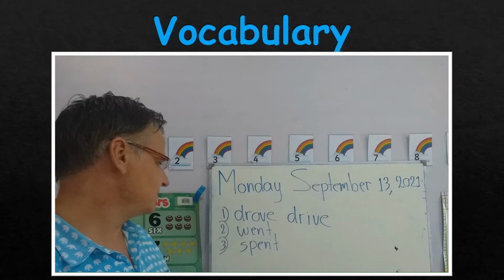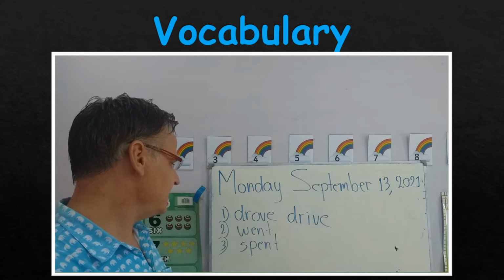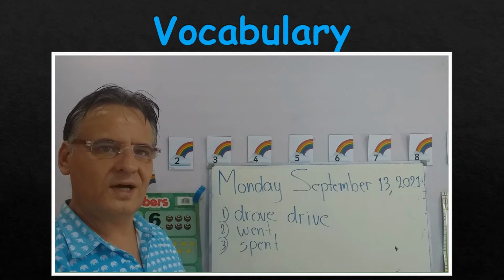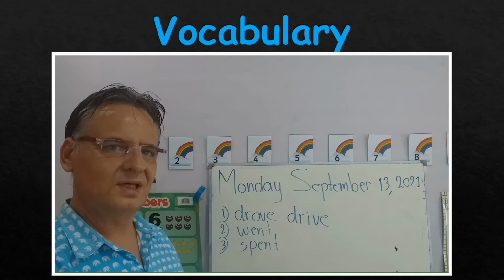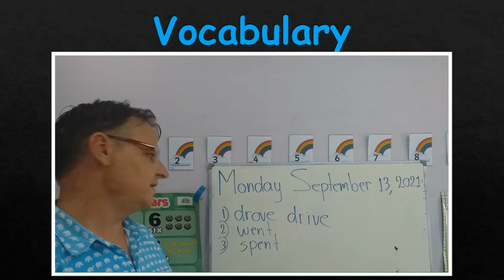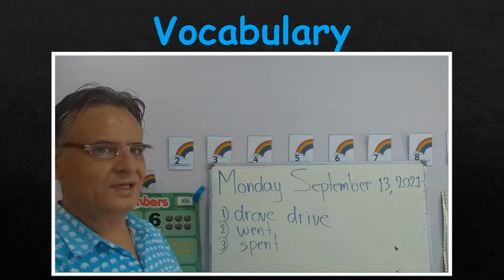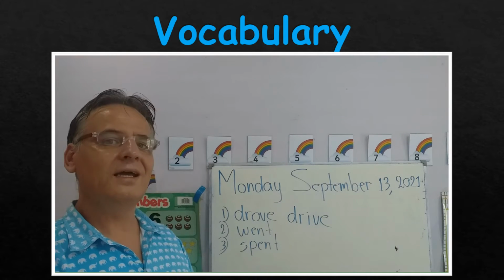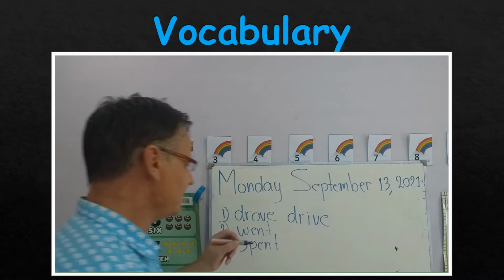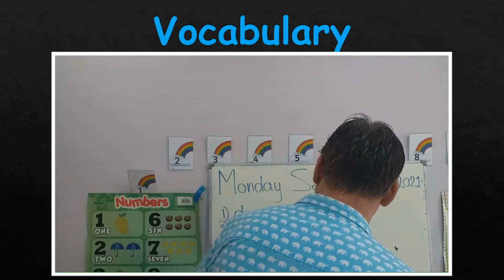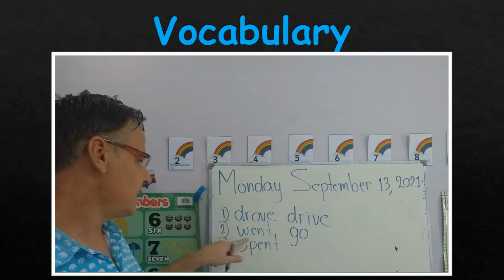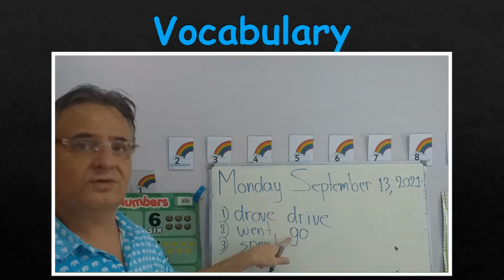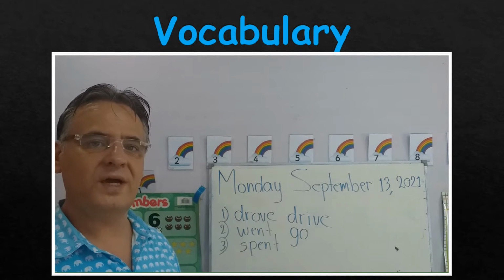Okay, number two. W-E-N-T. Went. I went to the market. But what if I do it now? What do I say? I go to the market. So went is the past tense for go. I went to the market. I go to the market. I am going to the market.